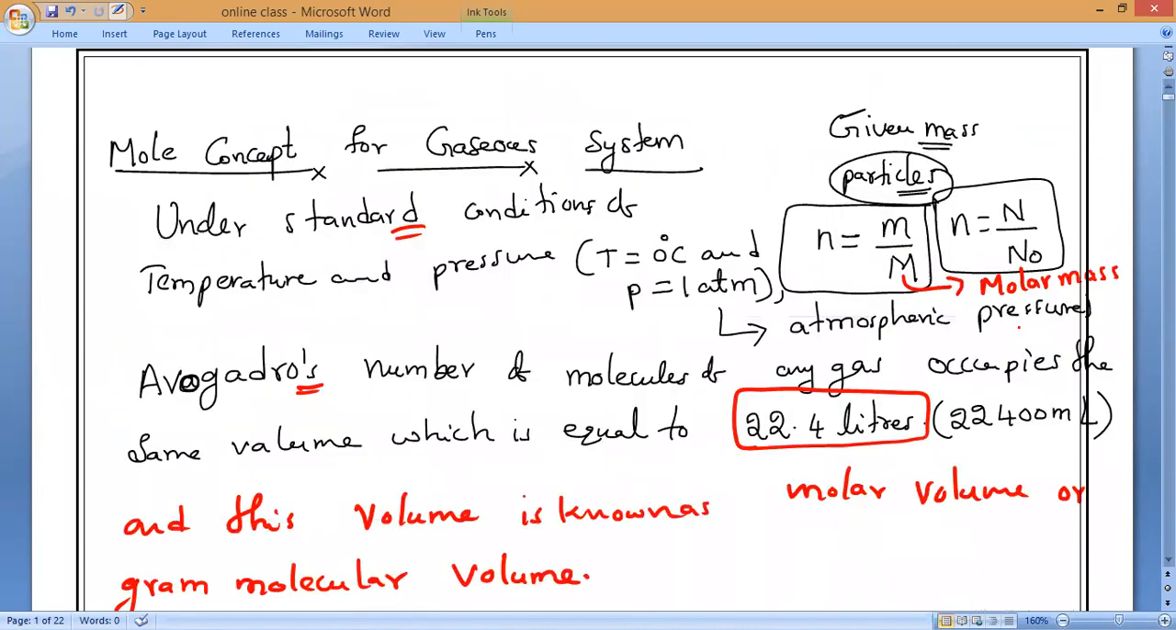So remember what I taught. If you take any 1 mole of gas, definitely it will occupy 22.4 liters of volume at STP. STP means standard conditions of temperature and pressure, that is, at 0 degrees Celsius and 1 atmospheric pressure, 1 mole of any gas will occupy 22.4 liters volume, which is equal to Avogadro's number. So that is the mole concept for gaseous systems. That is what I taught.